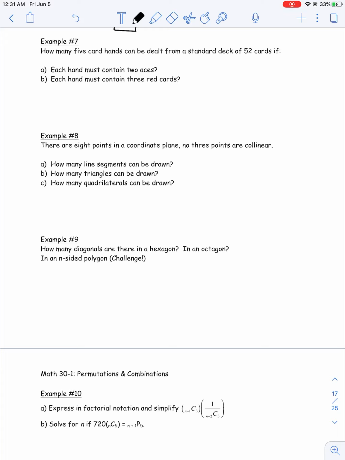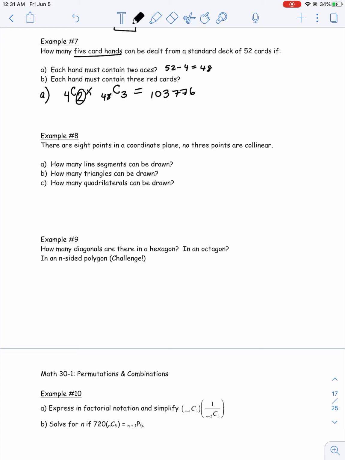Example number 7, how many 5-card hands can be dealt from a standard deck of 52 cards? Well, each hand must contain 2 aces. So we have to ask ourselves how many aces are in the deck. There are 4 to choose from, and they want us to have 2 of them. But we need to have 5 cards in our hand, so we only have 2 right now. So that means we still need 3 cards from the non-aces. So 52 cards, if we subtract the 4 aces, there are 48 cards left, and we have to choose 3 more to make our 5-card hand.